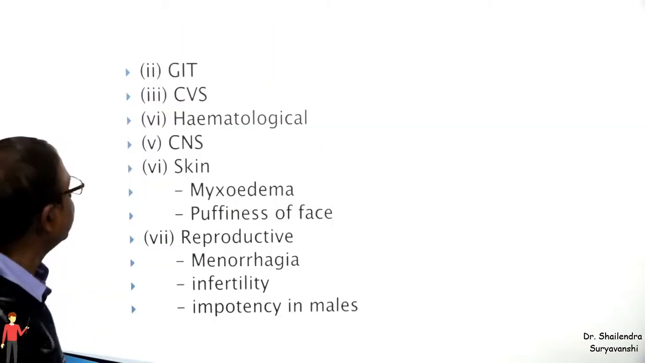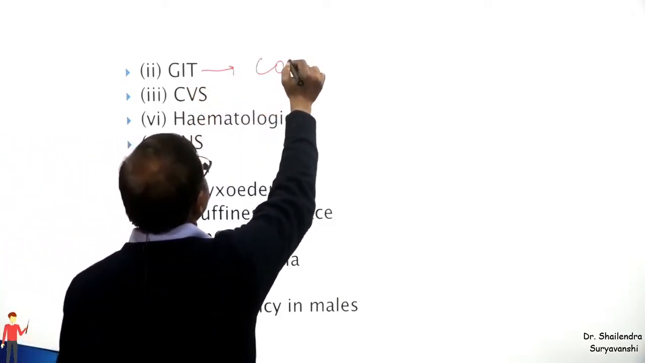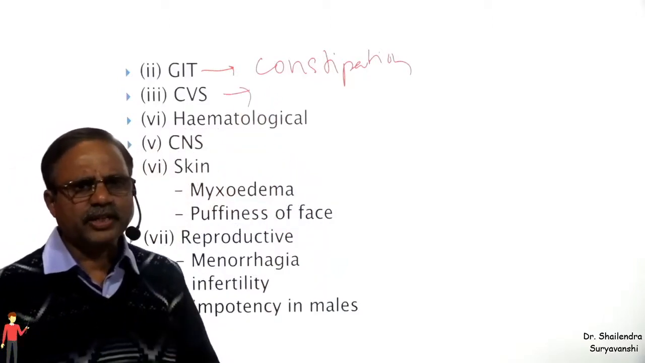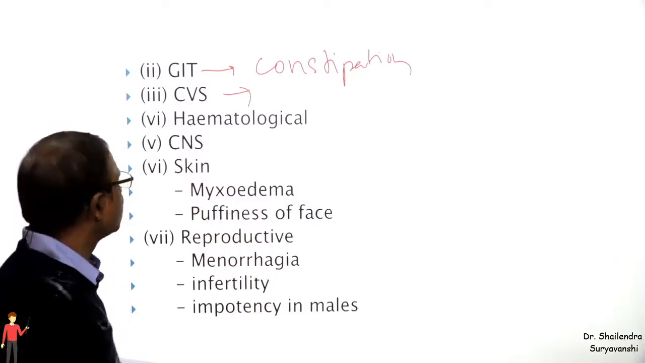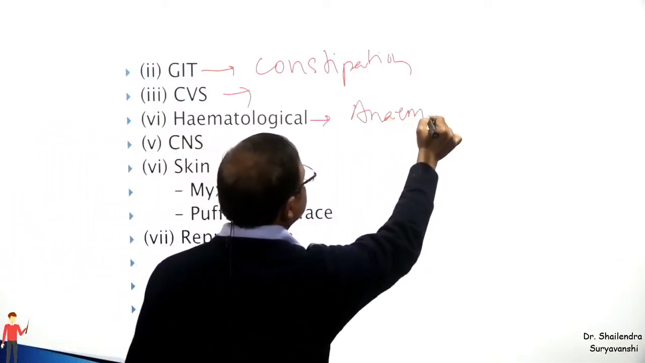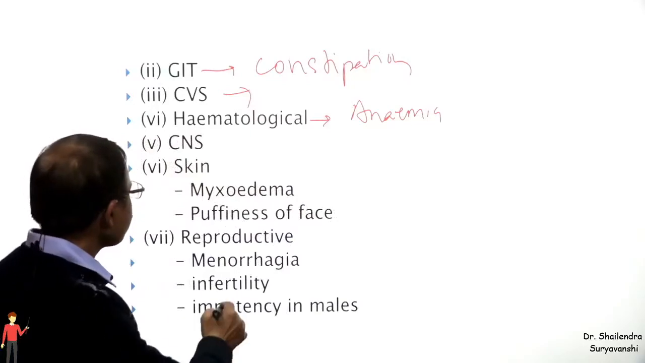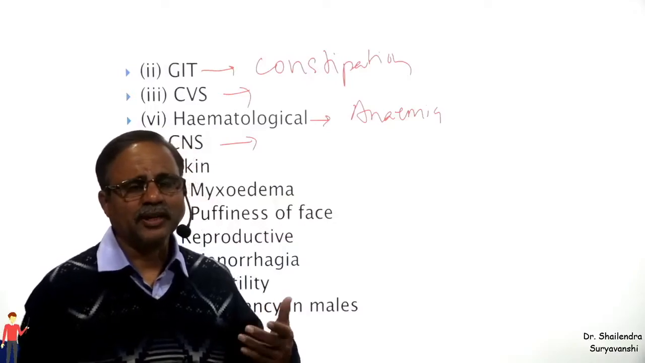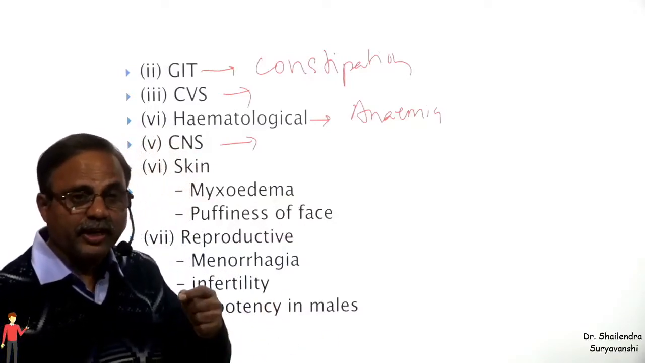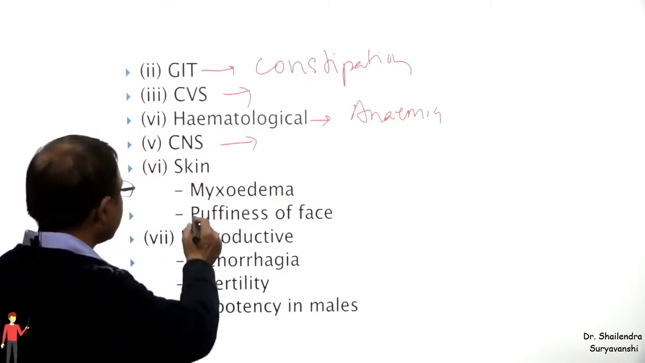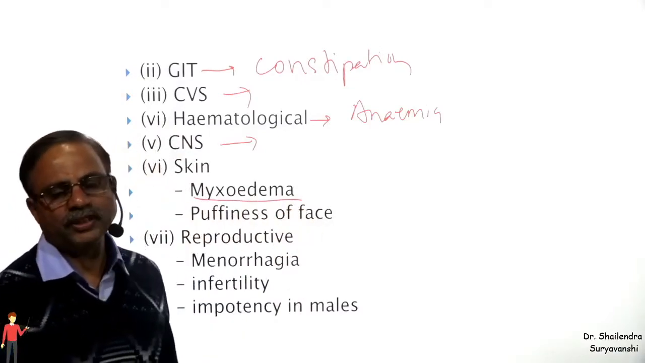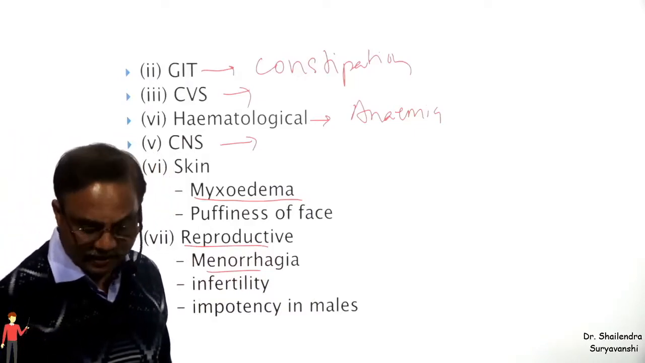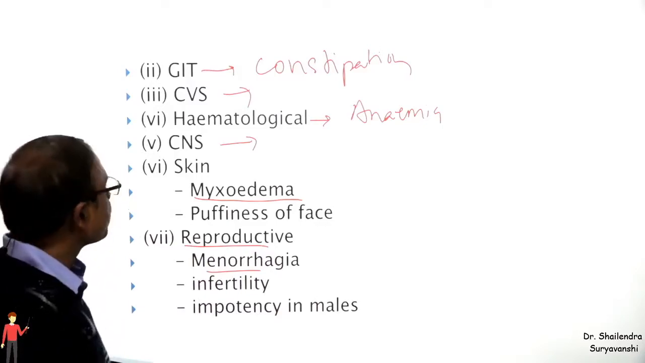Then in the GIT, it will be the opposite. There could be constipation. Then, in the cardiovascular system, there will be bradycardia, the heart will beat slowly. Then hematologically there will be anemia, with reduced blood formation. In the CNS, there will be lethargy and somnolence. Most of the time they will sleep. Sometimes they even develop psychosis. In the skin, myxedema. Reproductively, menstruation will be irregular, there could be infertility, and in males there could be impotence.